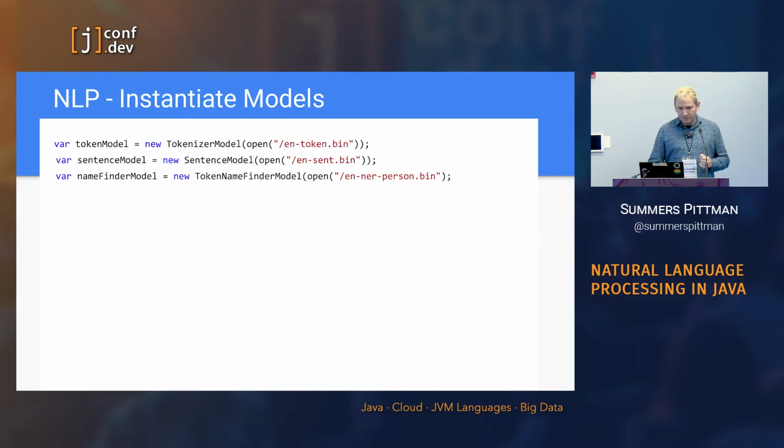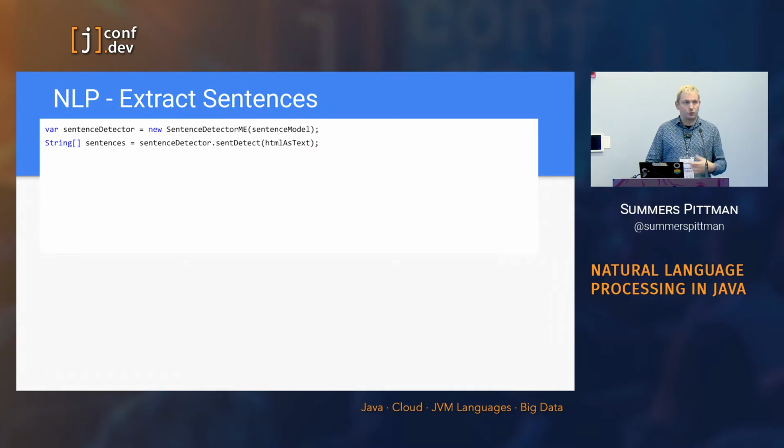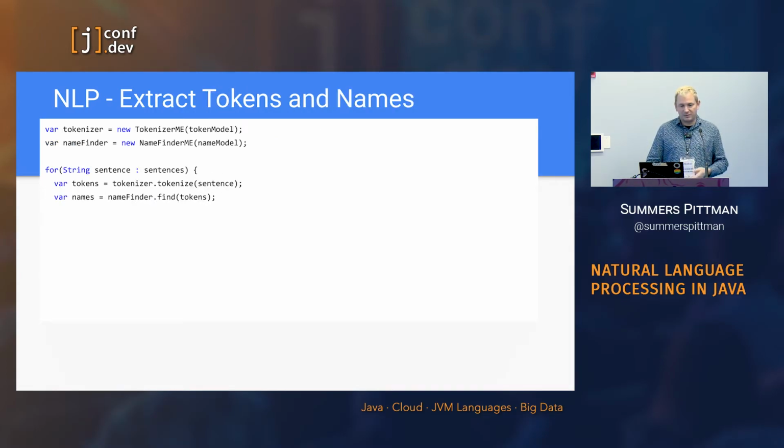And it's literally this. You have these three things to load your models. You extract the text that you need from your source. You pass it into a sentence detector. You pass the sentence into a tokenizer. You pass the tokens into the name finder, and the name finder does it.